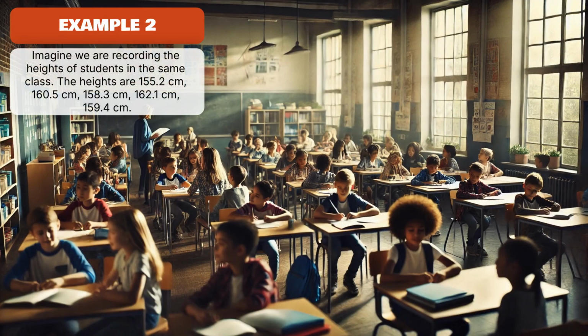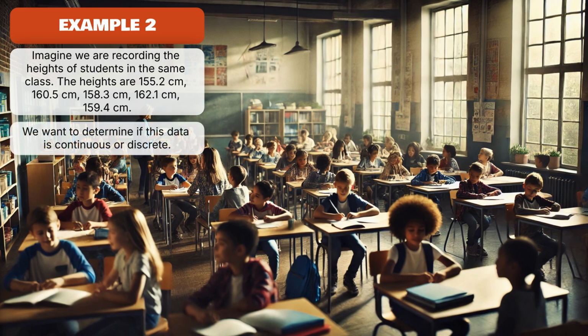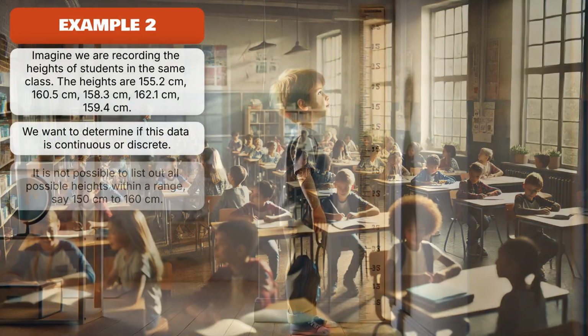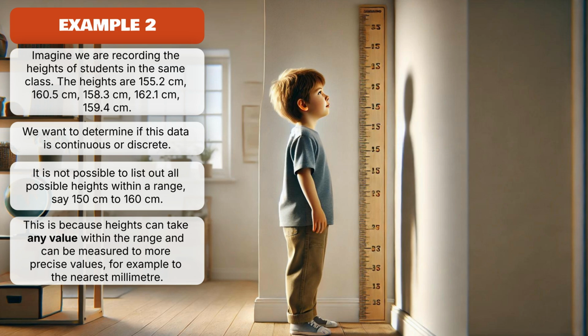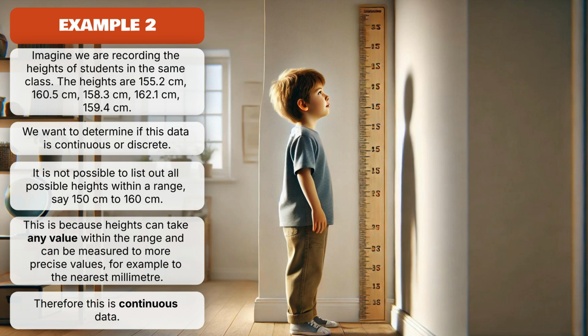Let's look at another example. Imagine we are recording the heights of students in the same class. The heights are 155.2 centimeters, 160.5 centimeters, and so on. We want to determine if this data is continuous or discrete. It is not possible to list out all possible heights within a range, say 150 centimeters to 160 centimeters. This is because heights can take any value within the range and can be measured to more precise values, for example, to the nearest millimeter. This is precisely what continuous data is.